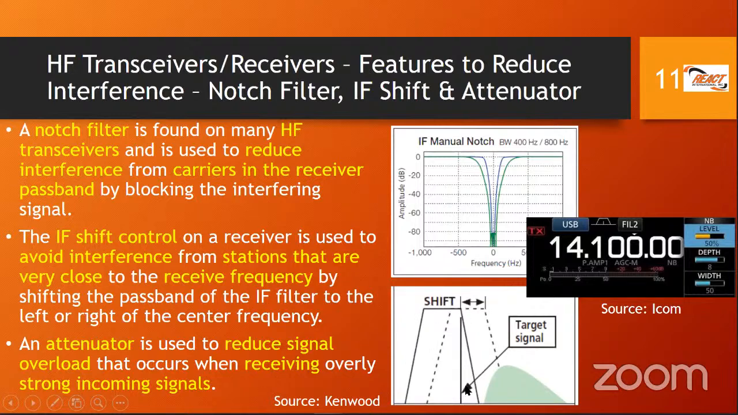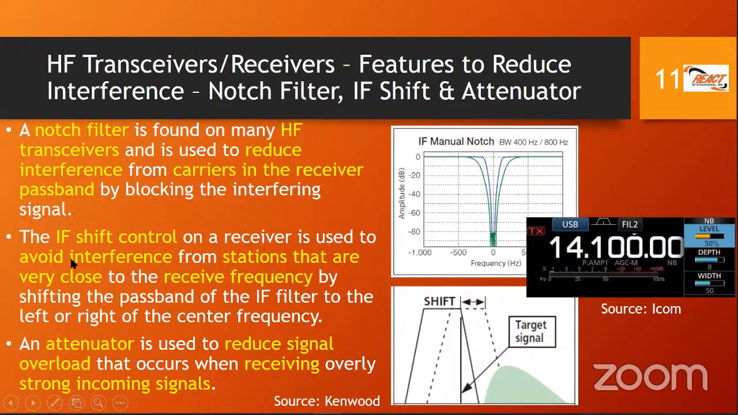Now, we are still within the target signal. This is our target signal here that we're trying to receive. So we are still able to receive it. But notice that here we have just avoided this interference. So that IF shift control allows us to shift this where the interference is avoided, but the target signal is still within our receiver's range. So that is the IF shift control.